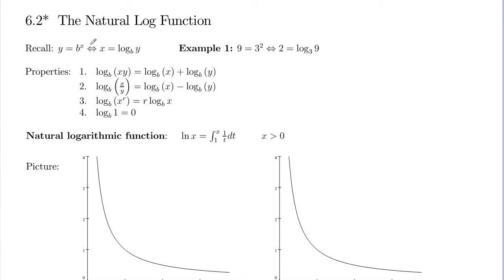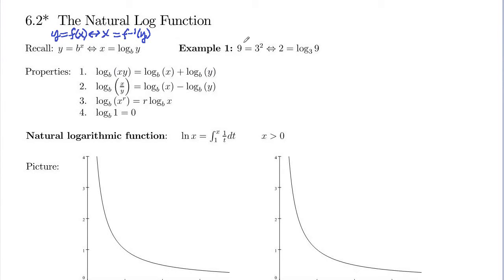That's equivalent to, double arrow means equivalent, x is log base b of y. So this is a y equals f of x statement, and this one here is an x equals f inverse of y statement. And that was how we defined the inverse. So the inverse of an exponential base b is a log base b.